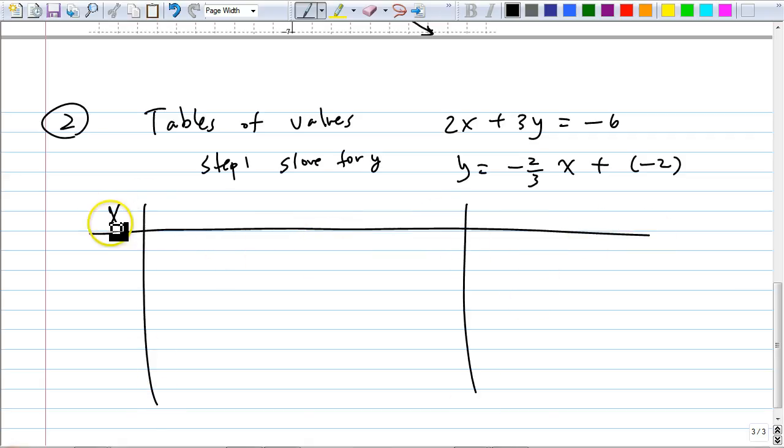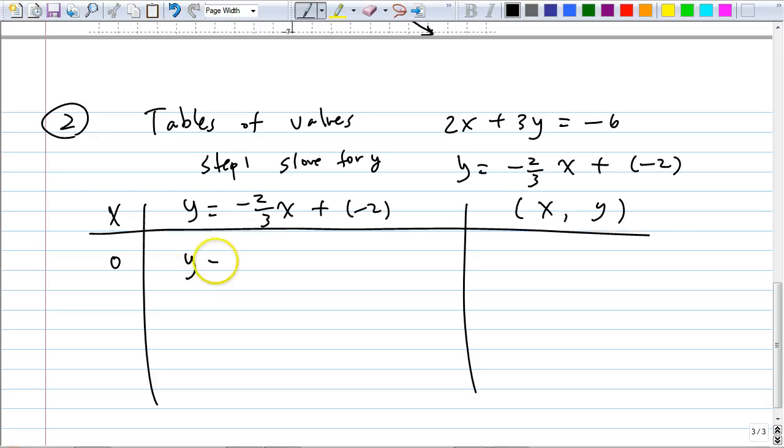So here we put again some x, and then we know what y is. And then we get the ordered pair x comma y. And because we could plug in any x's we want, the easiest x we said to plug in was 0. So we get y equals -2/3 times 0 plus -2. And of course this becomes y equals -2. The ordered pair is 0, -2.